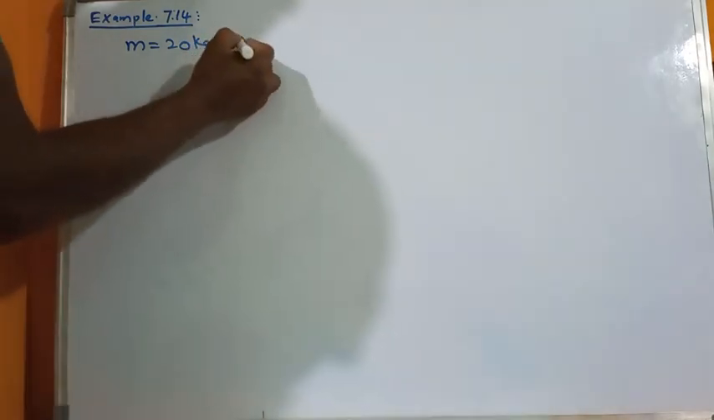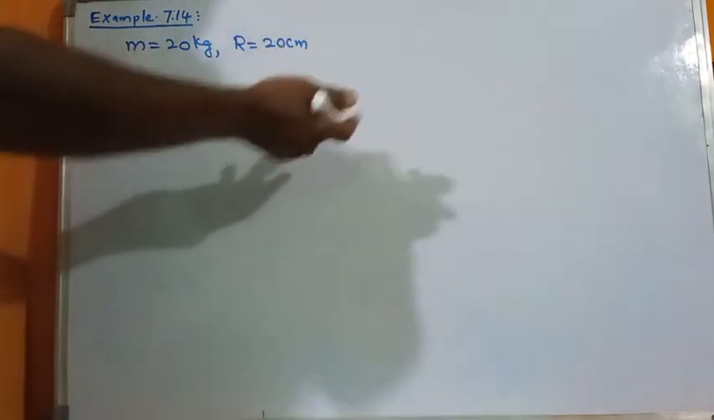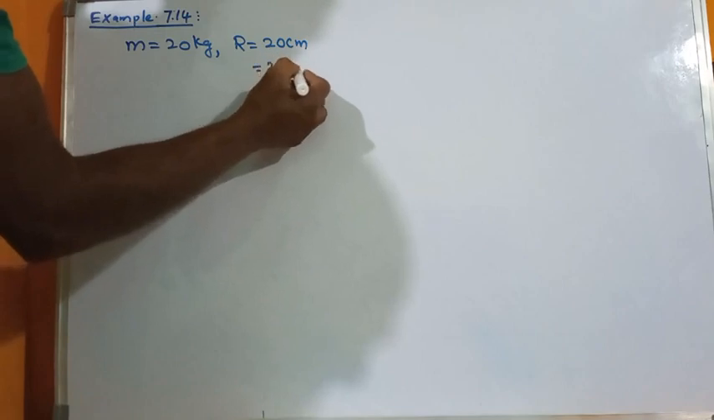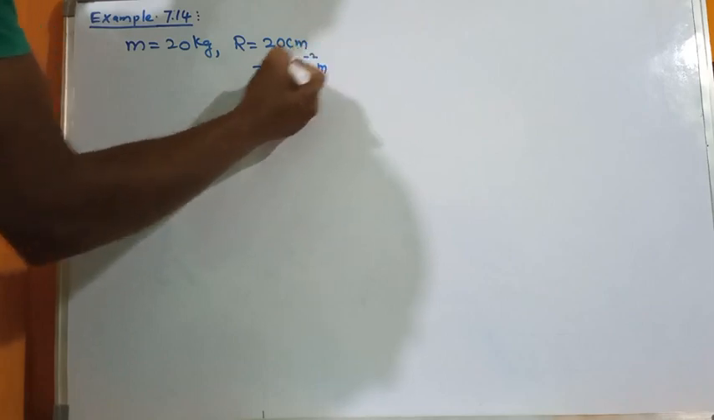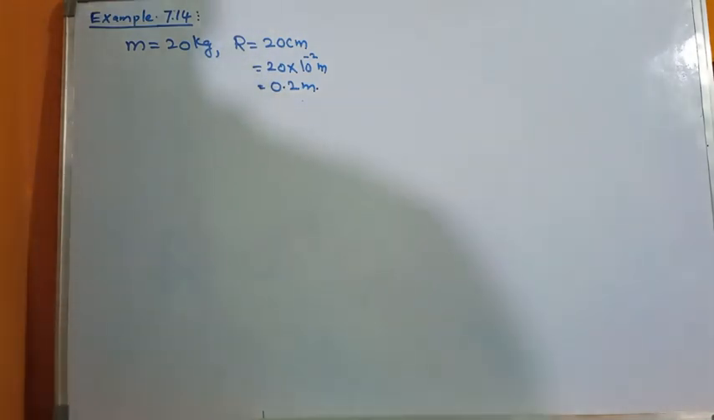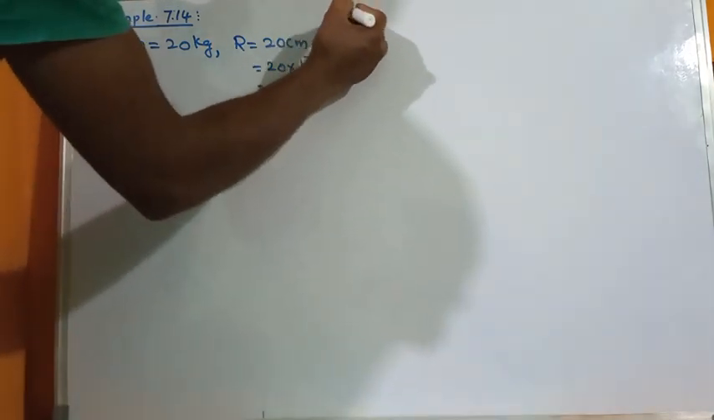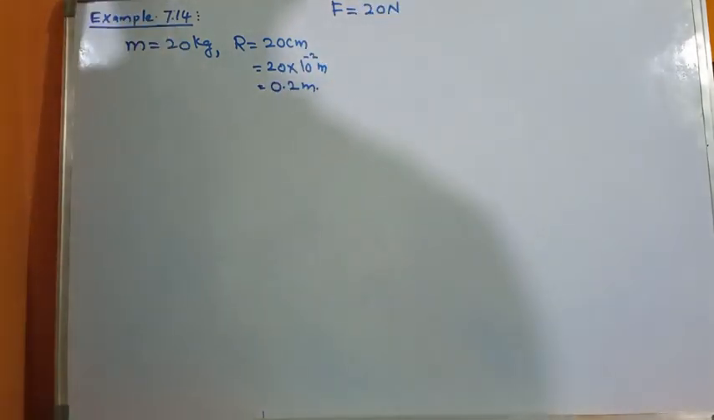The radius of the flywheel is also given: capital R is equal to 20 centimeters. Converting this into meters, that is 20 into 10 to the power of minus 2 meters, which is equal to 0.2 meters. Then a steady pull of 20 newtons is provided. Pull means force, so the force is equal to 20 newtons. Steady force means constant force.